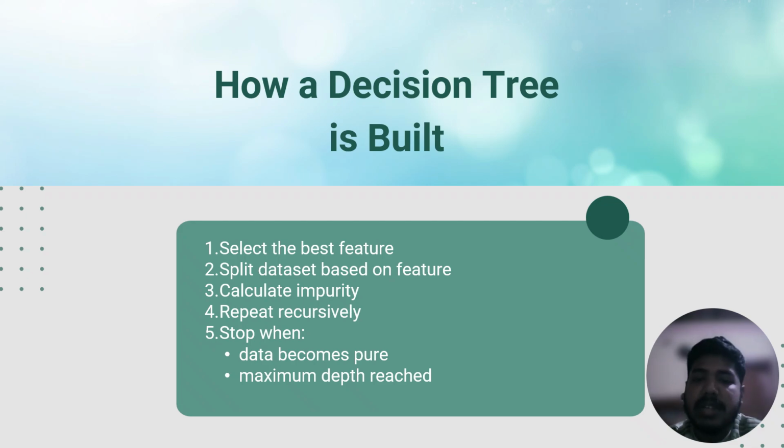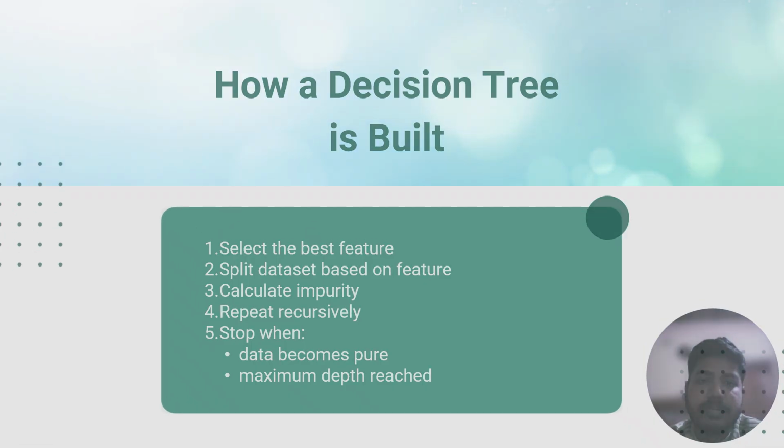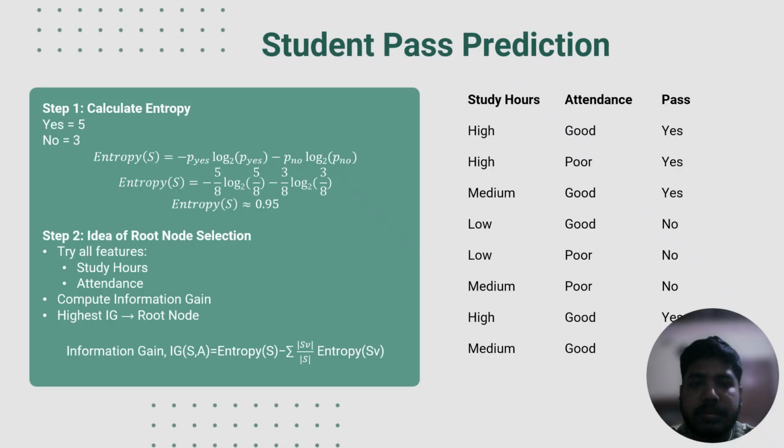This process is very similar to how we humans solve problems by repeatedly asking better and better questions. Let me explain everything with a practical example. Suppose we want to predict whether a student will pass or fail in the exam. We have data of 8 students. Out of them, 5 passed and 3 failed.